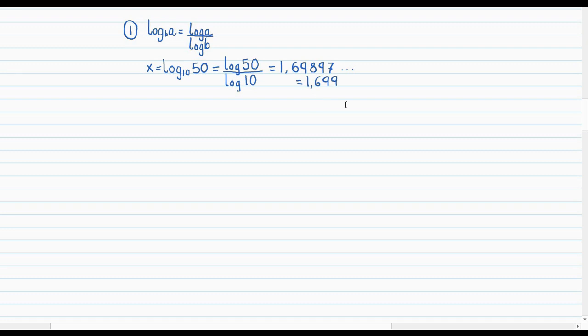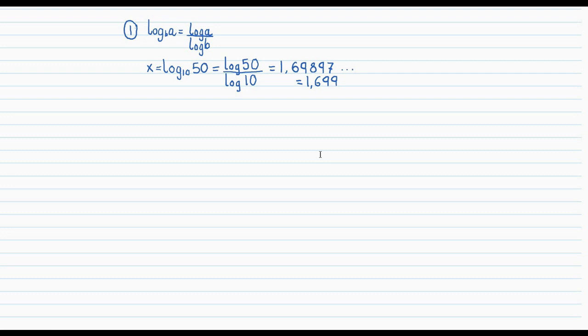Then you can confirm whether it's right by calculating 10 to the power of 1.699, for which you'll get a value like 50.00345 and so on, which is very close to 50, so we know it's correct.